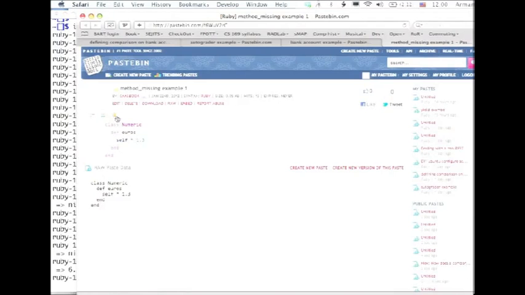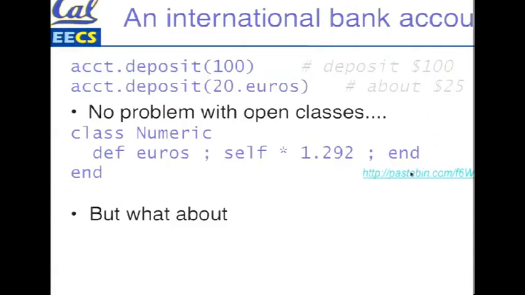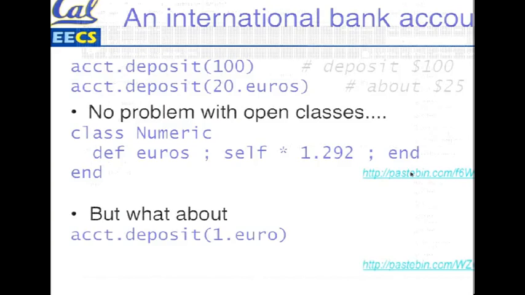OK, well, that's pretty cool. We're feeling clever, and we've got some beautiful code going on. But what happens if we now try to say deposit 1 euro? OK, well, that's too bad, because the method name ends in S. So what could we do here? Well, we could create another method, but I think you see where I'm going.